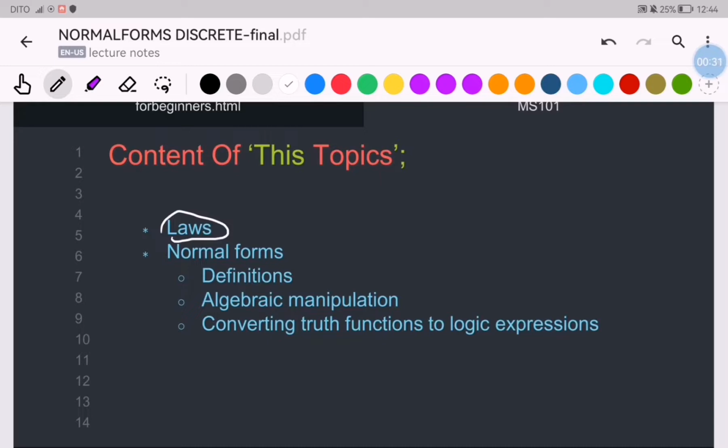Next is the normal forms: the two types of normal forms, the DNF and the CNF, their definitions, how to manipulate them, and converting truth values into a logical expression. So the main objective of this topic is to determine how to formulate the normal forms. Later you will understand it.